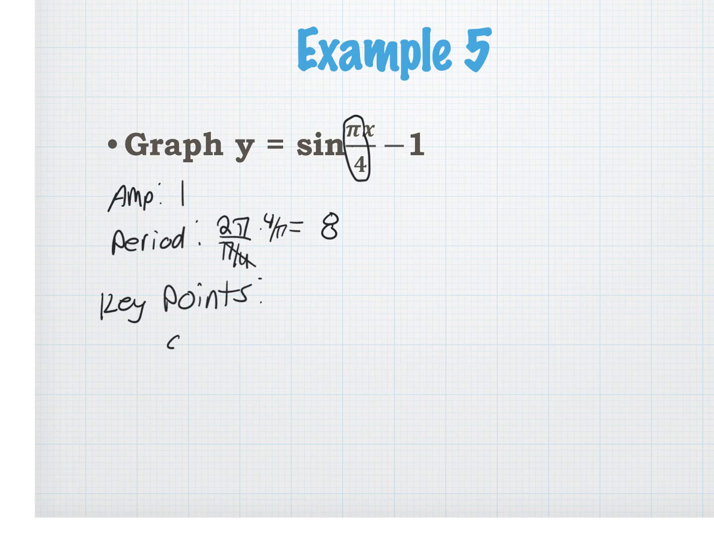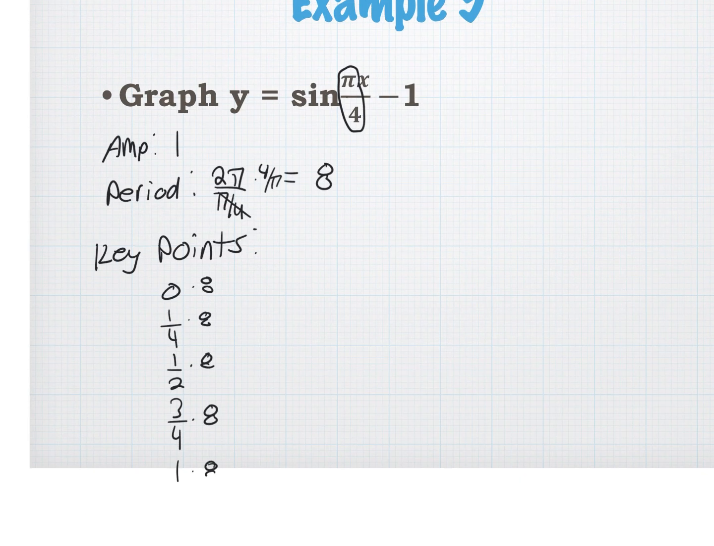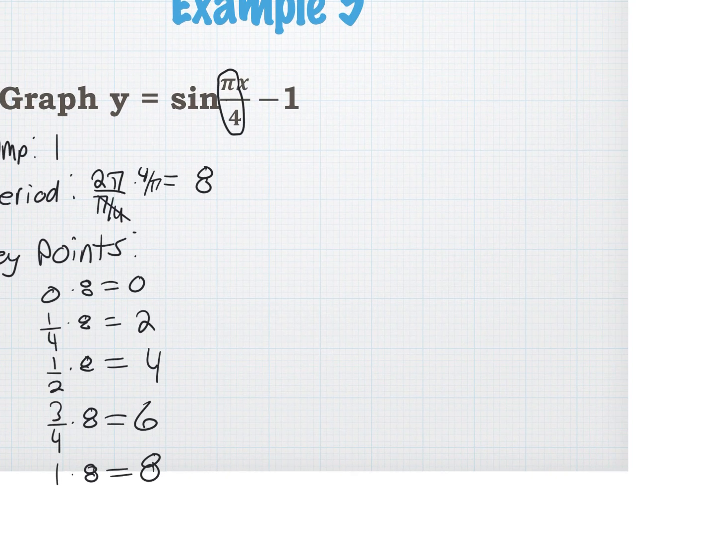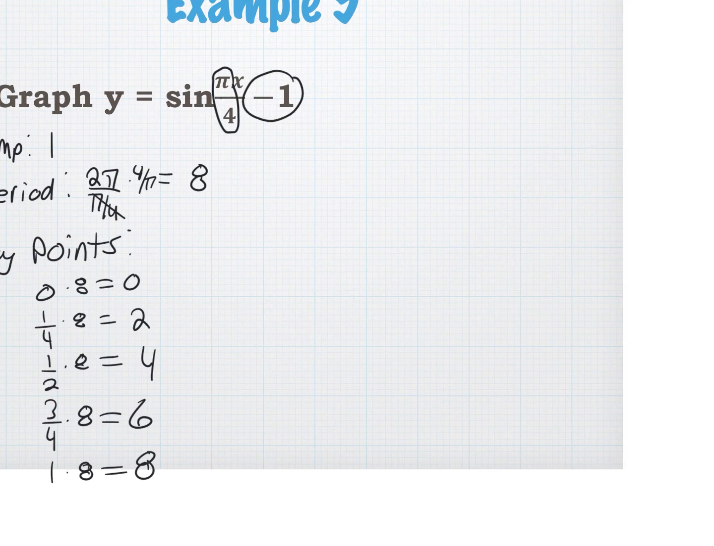All right, so we're going to do 0, a quarter, a half, 3/4, and 1 times the period. So times 8, times 8, times 8, times 8, times 8. And then we have 0. This one's just going to get you 2, 4, 6, and then 8. All right, pretty easy numbers, right? And this one shifts down, right?